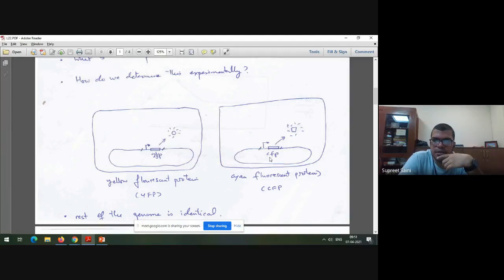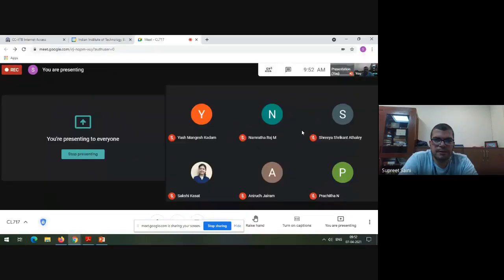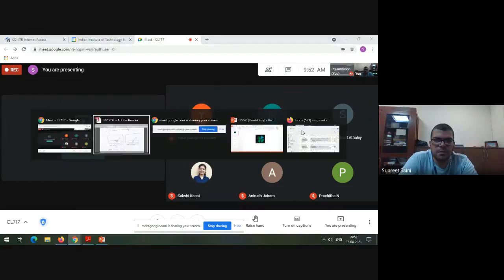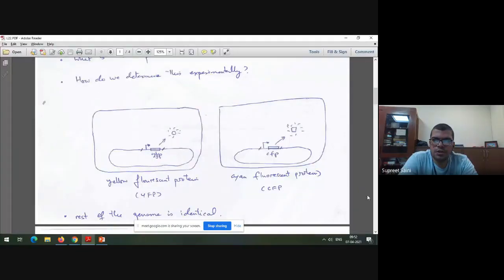The second construct is exactly identical to the first one, except that instead of yellow, it's driving a fluorescent protein which is cyan in color, a bluish green fluorescence. The promoter is the same. The environment in which it's going to be grown is exactly the same. The only difference is that this is driving yellow, this is driving cyan. Does that make sense so far? Yes. All right, cool.